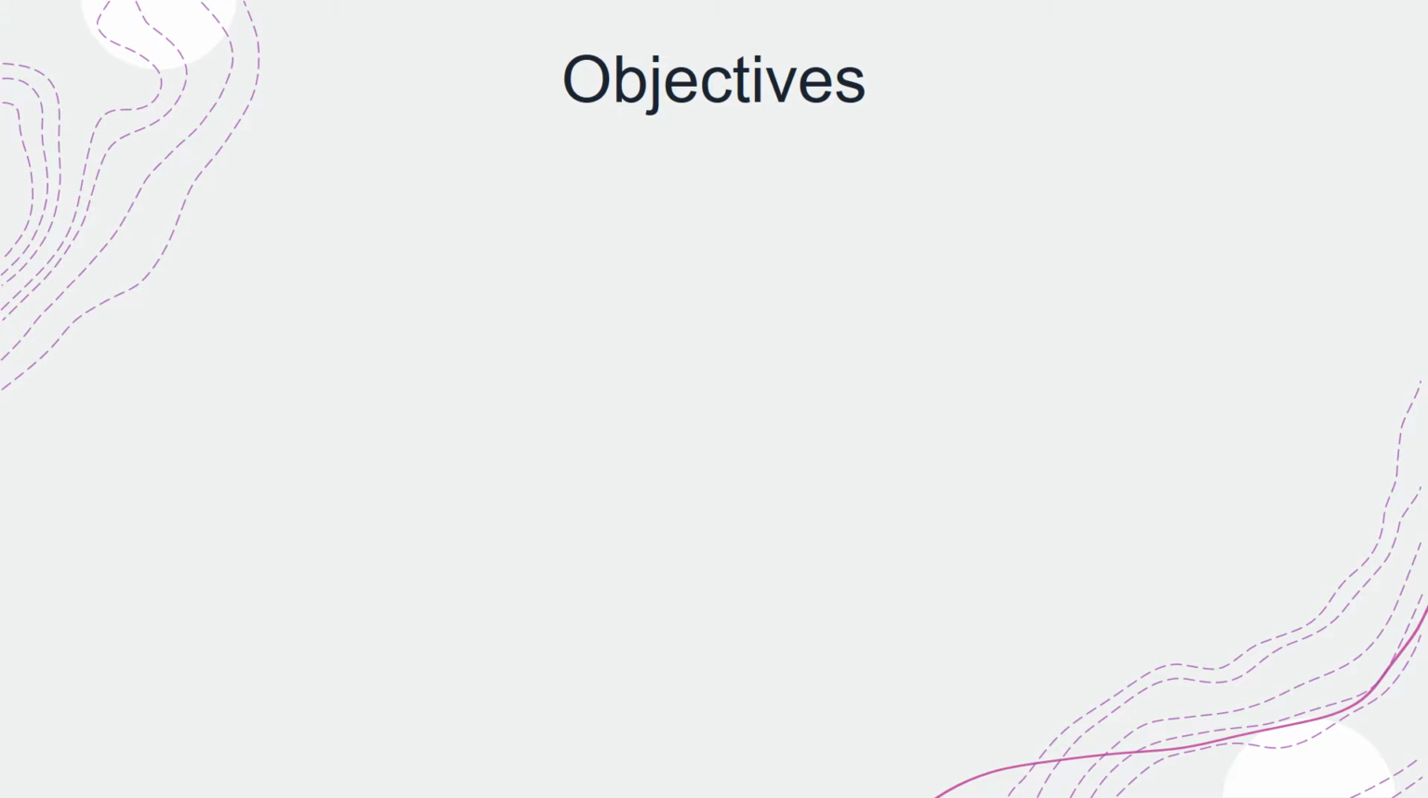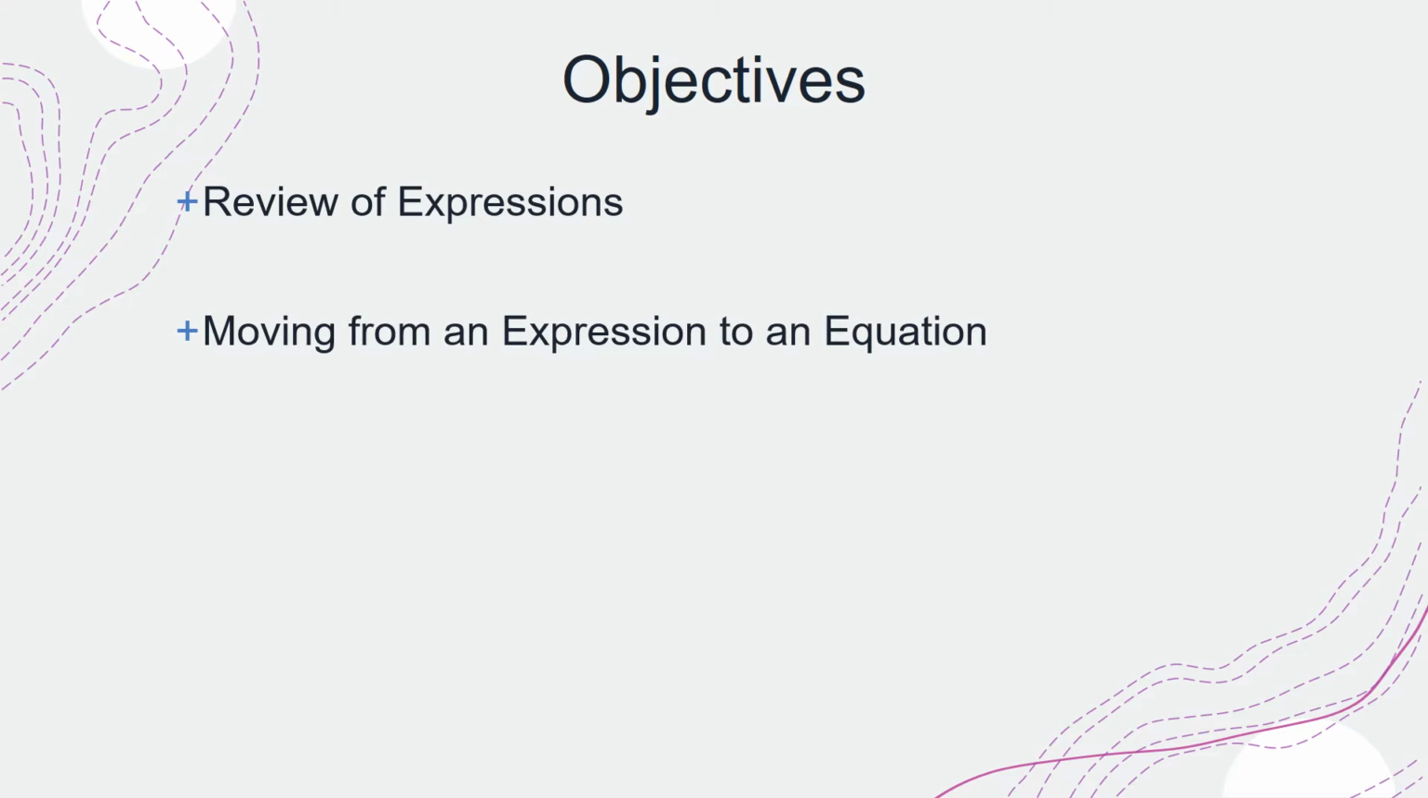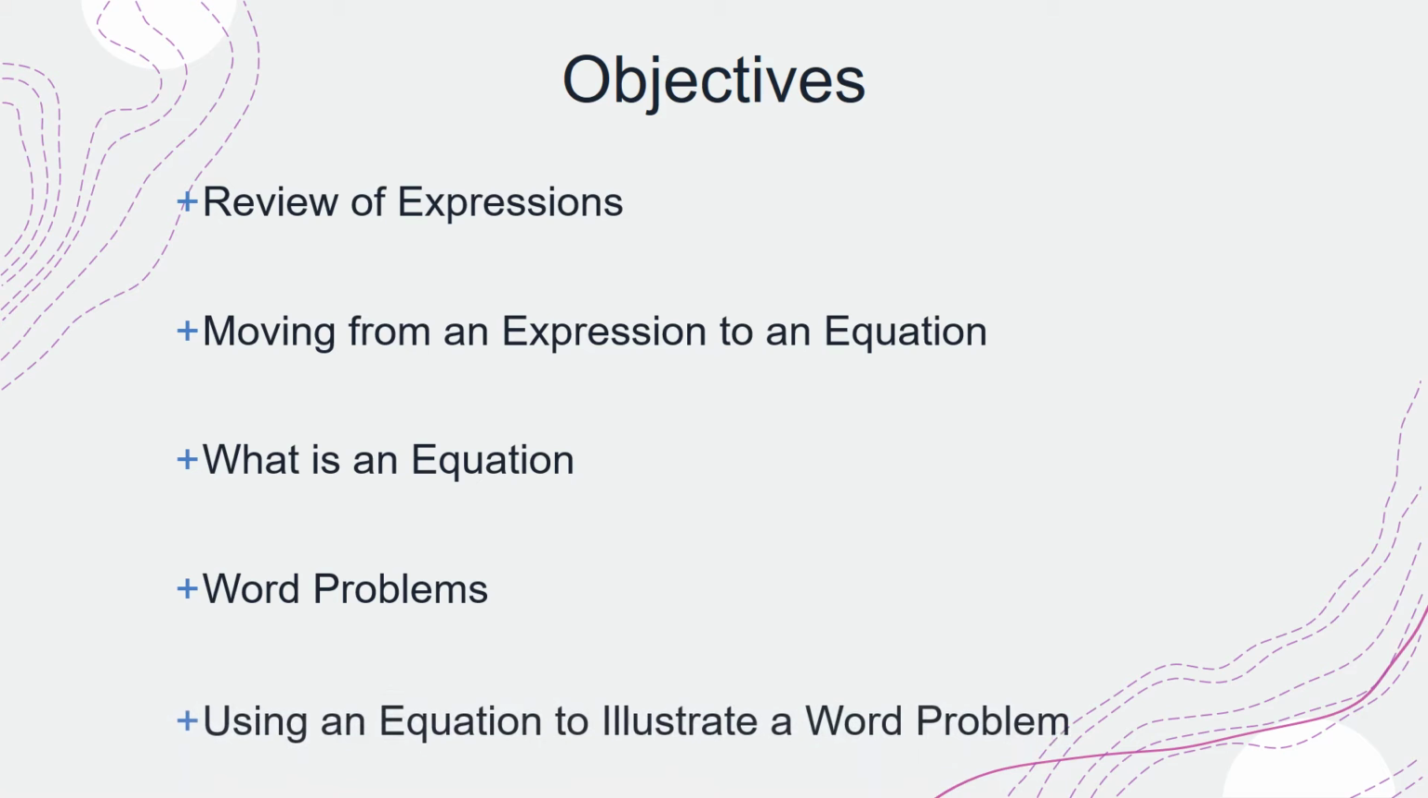First, we will look back on the idea of expressions. Then the link will be made from an expression to an equation. Once we have established what an equation is, we will then look at word problems. Finally, we will use equations to illustrate these word problems. Did you make note of our objectives? If you did not, do so now. Okay, let us proceed.